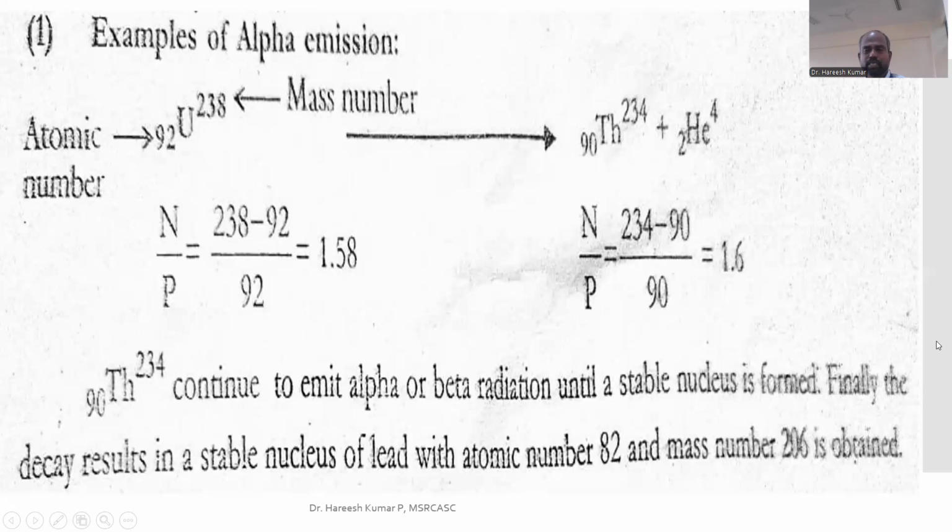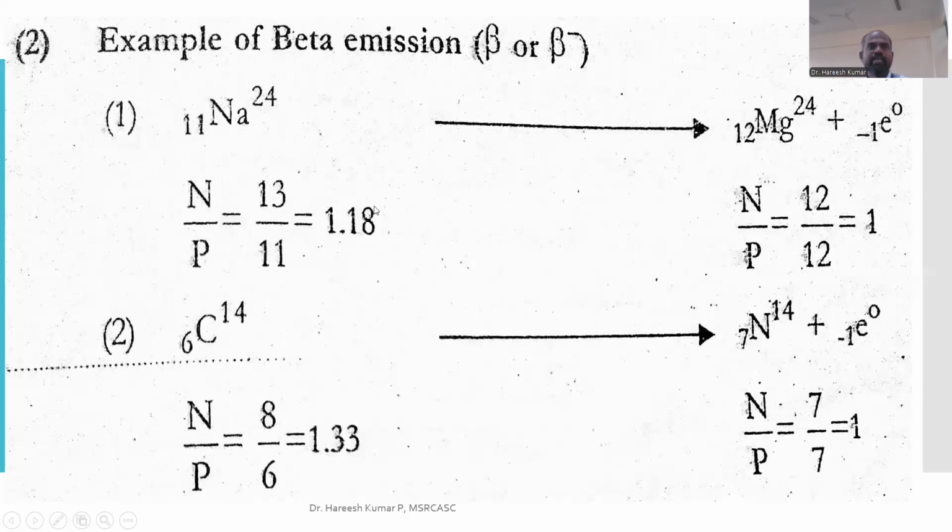Here I am taking one more example, beta emission, more particularly sodium 24, an isotope, which emits a beta particle and sodium gets converted into magnesium. That means moving towards the right side of the periodic table. The N by P ratio of sodium 24 is 1.18, which means it is unstable. For magnesium, it is 1, which indicates that it is normal.